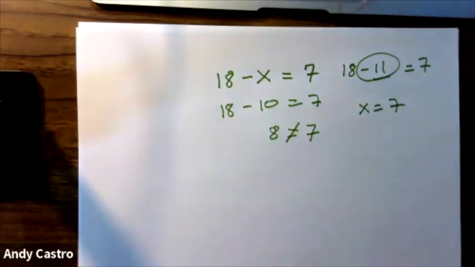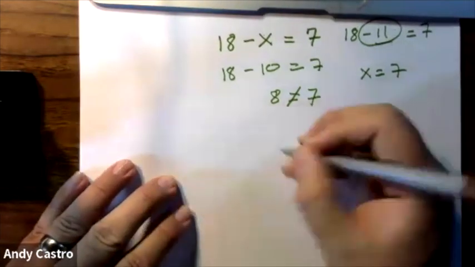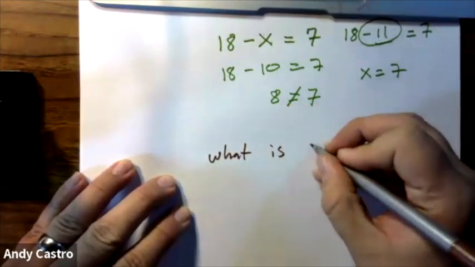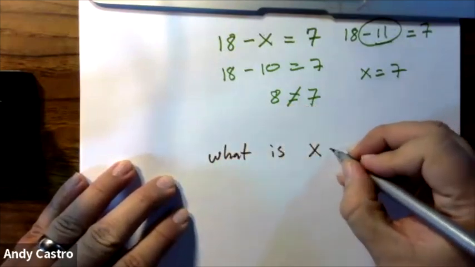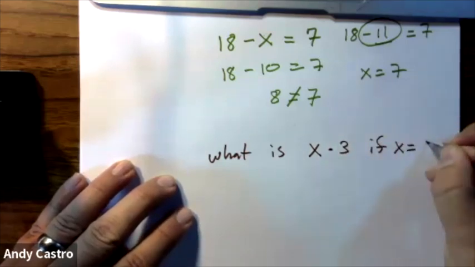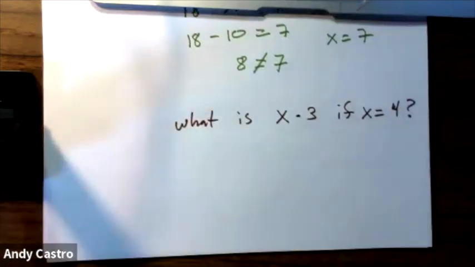All right. So I'm going to change things a little bit on you, and we'll see if you can get this. What is x times 3 if x is equal to 4? What is x times 3 if x is equal to 4?